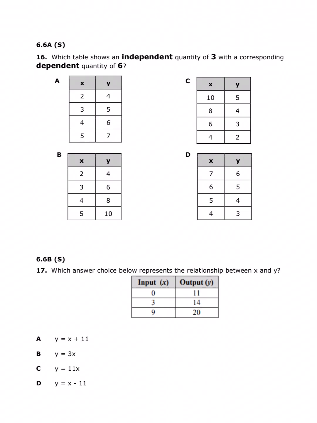Number 16. Which table shows an independent quantity of 3 with a corresponding dependent quantity of 6? Number 17. Which answer choice below represents the relationship between x and y? Input x, output y. A. Y equals x plus 11. B. Y equals 3x. C. Y equals 11x. D. Y equals x minus 11.